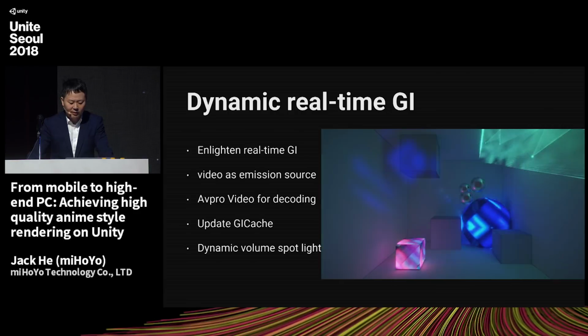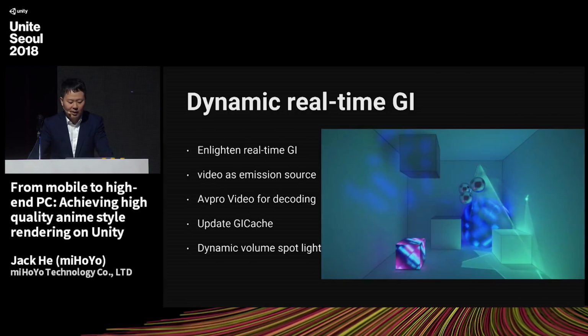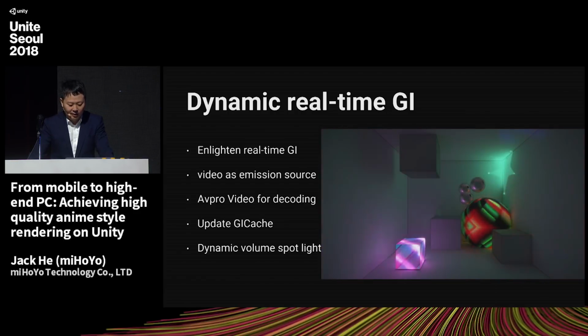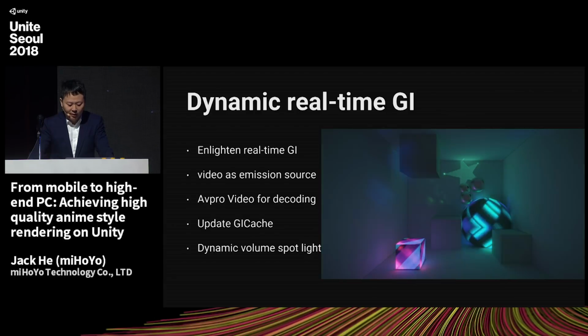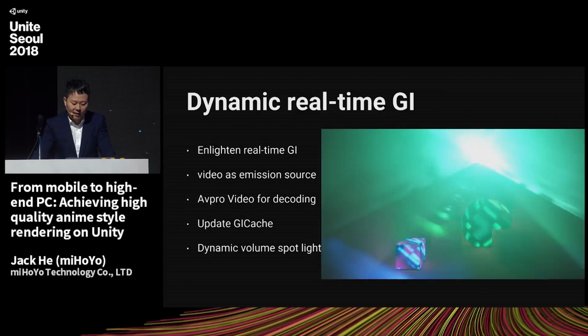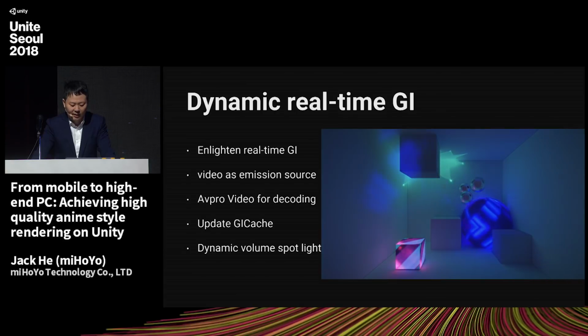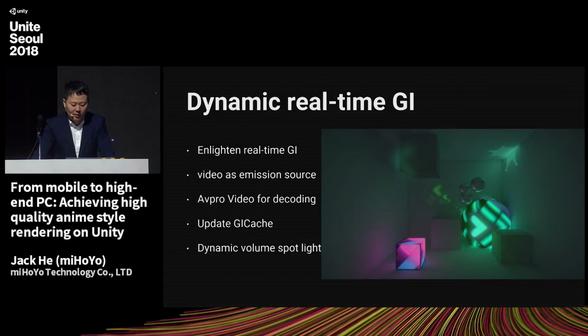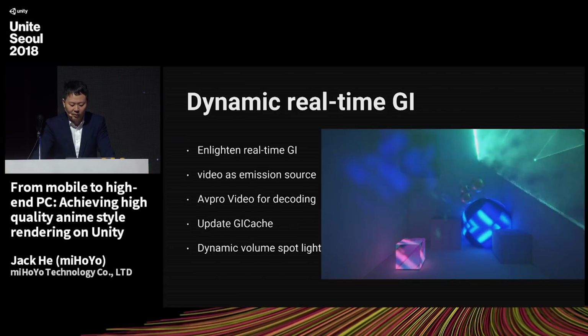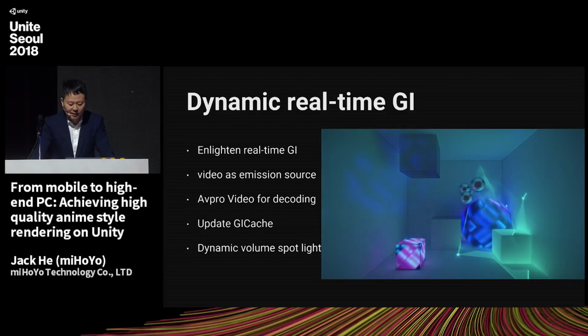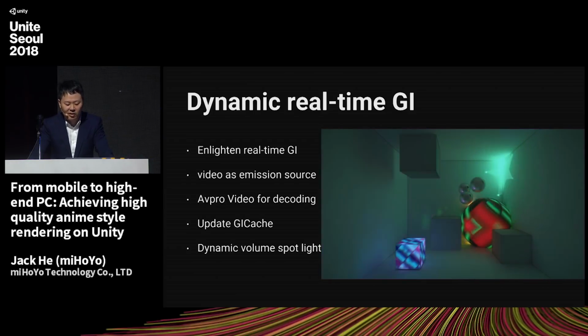Now let's talk about using the dynamic real-time GI. In this simple video, first we use Enlighten to bake the real-time light maps, and then use the light dynamic self-emission material and volume light as the light source. We use the AV Pro plugin to decode video and set it as the texture in the emission channel.